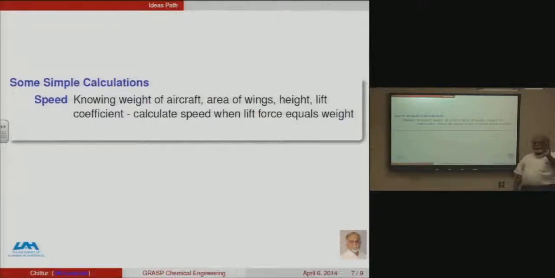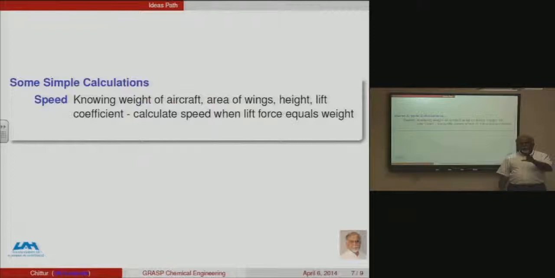So some of the simple calculations we'll attempt to do as part of the quiz is, if you know the weight of the aircraft, the area of the wings, how big the wings are, for example, the lift coefficient. As I mentioned, it's a function of the pitch angle, the angle of attack. We can calculate the speed at which the lift equals the weight using that equation.